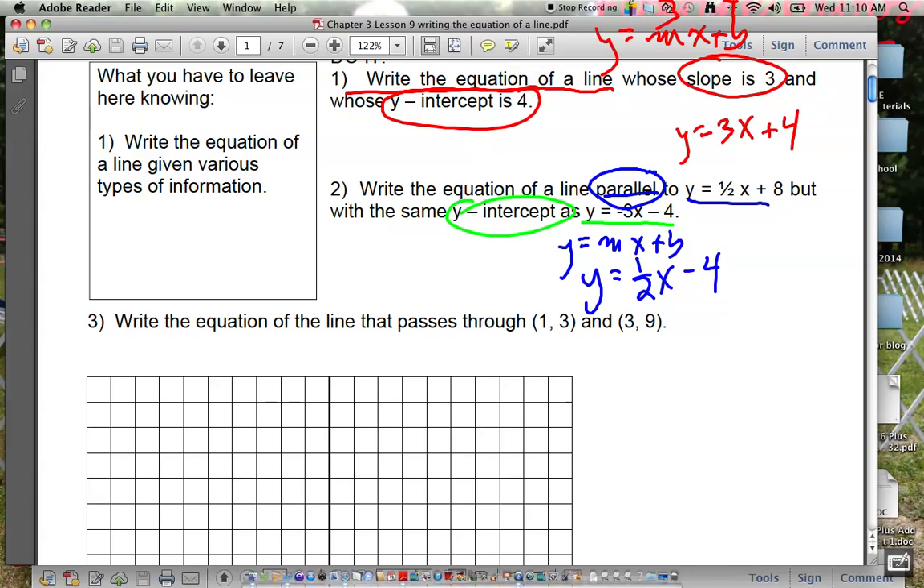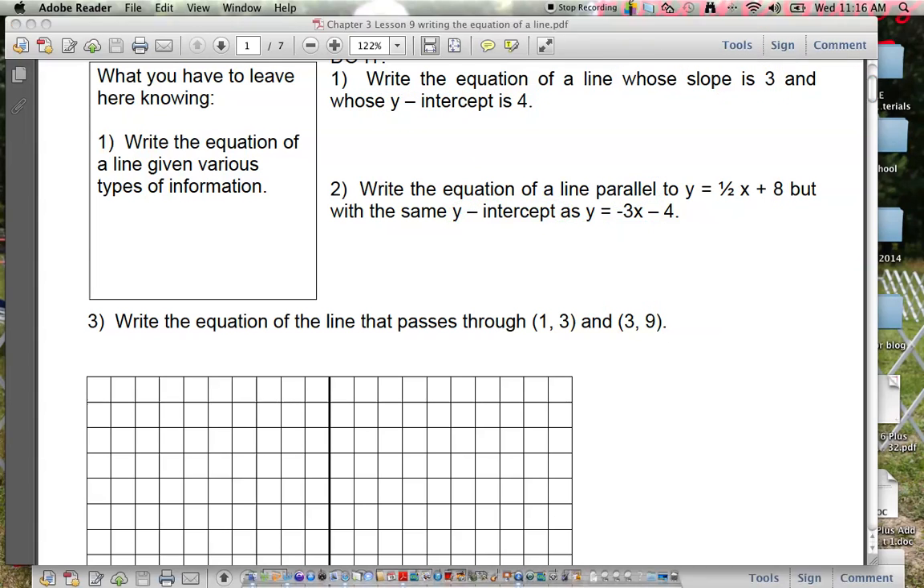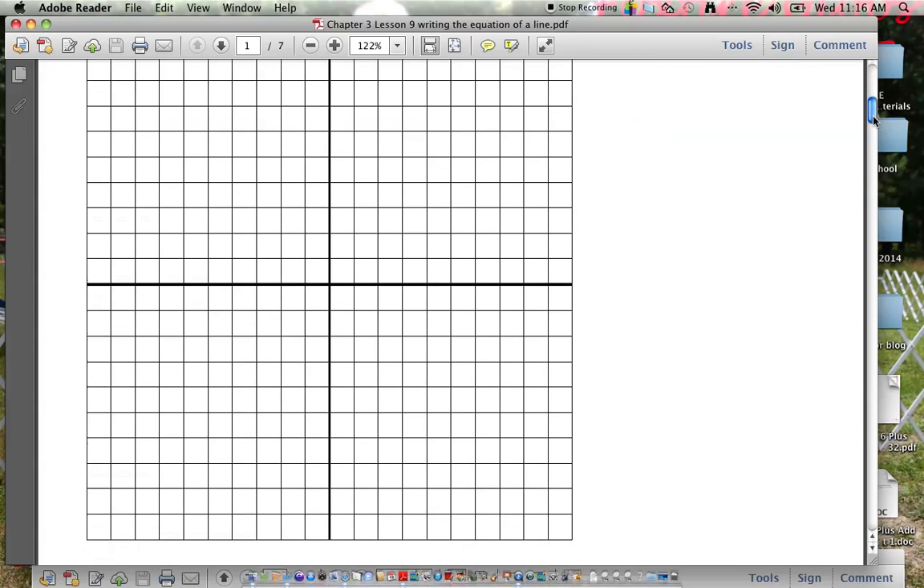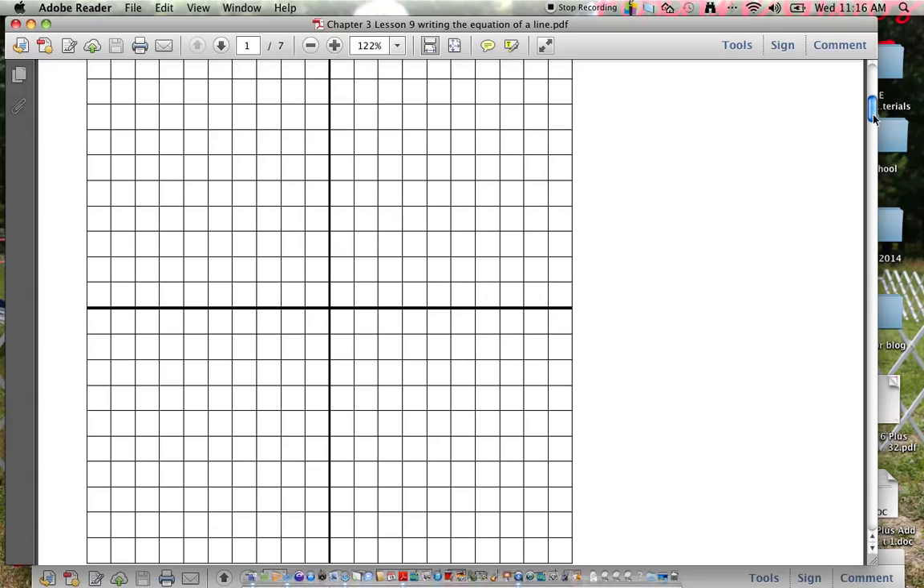Okay. Next, write the equation of a line that passes through (1, 3) and (3, 9). And this is kind of where we left off yesterday. We got through this, and we talked about a similar problem, but we need to do a little bit more work on this. (1, 3) and (3, 9). (1, 3) is here, and (3, 9) is 3, 6. You could do it in any box.